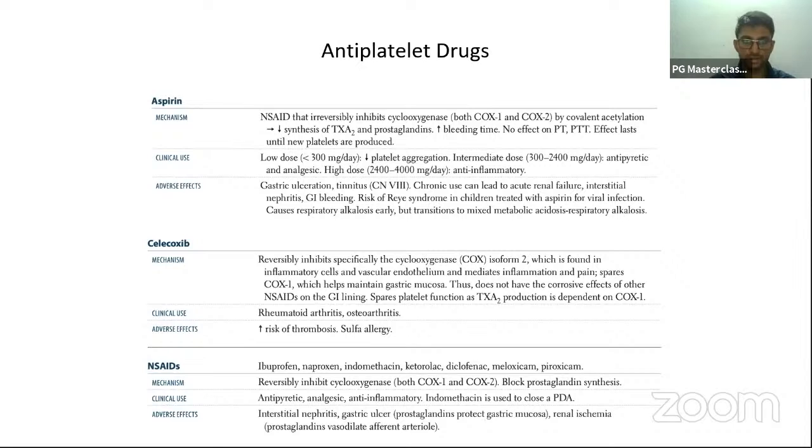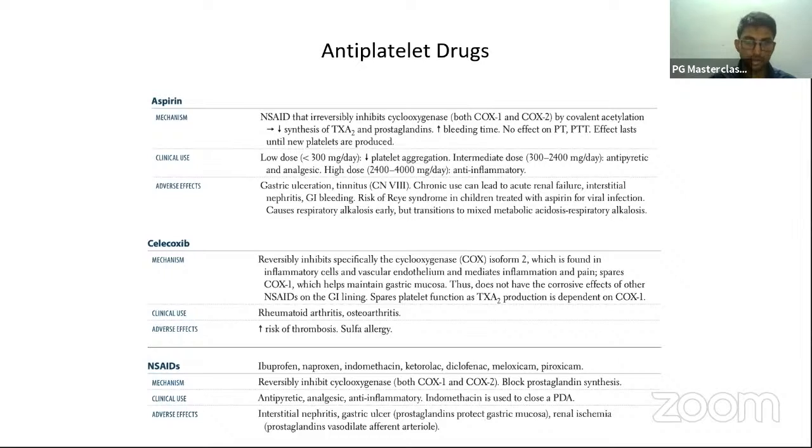Risk of Reye's syndrome in children. It happens post-viral infection in children. Causes respiratory alkalosis, transitioning to mixed metabolic acidosis. It has a dual effect. It causes respiratory alkalosis initially, and later it causes metabolic acidosis by effect on the kidney.